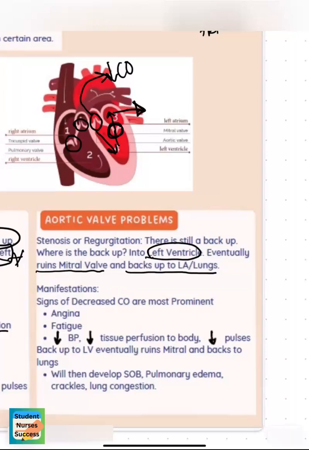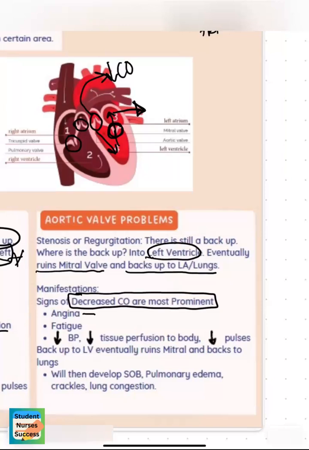Now, the manifestations of aortic problems are more prominent in the decrease in the cardiac output. That's actually our bigger issue with that. That left ventricle can actually hold a decent amount of blood and tolerate that. But what is really prominent is this decrease in cardiac output that we see. Patients with decreased cardiac output can experience angina from the decreased coronary artery perfusion, fatigue, decreased blood pressure, decreased tissue perfusion to the body, decreased pulses.